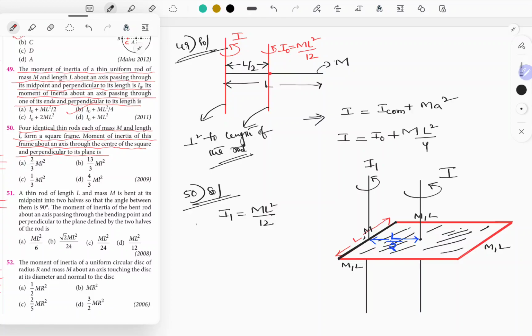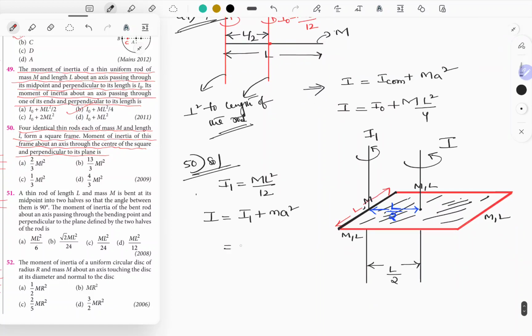But I need I. So how to find out I? I is equal to I1 plus M a square. These two axes are parallel with each other, right? And the distance of separation is L by 2. Then I is equal to I1, which is ML square by 12, plus the distance of separation, not L square, but ML by 2 whole square, isn't it? So from this what are we going to get? ML square by 12 plus ML square by 4.